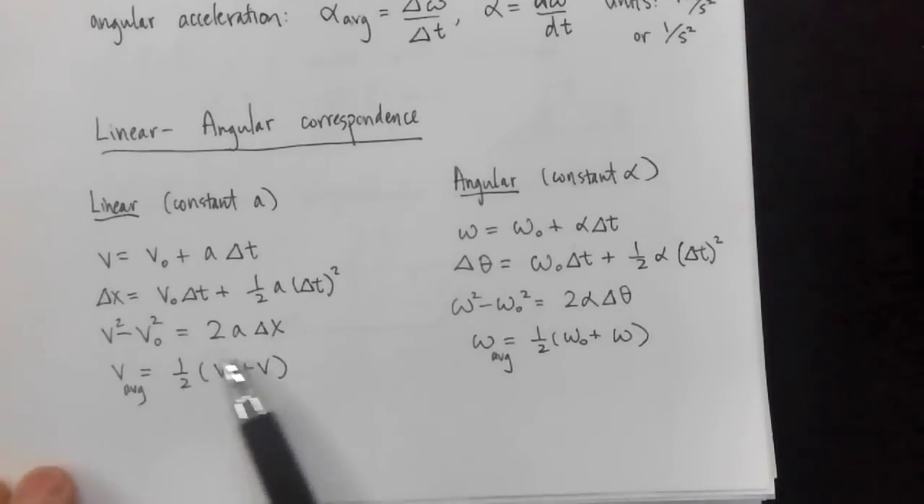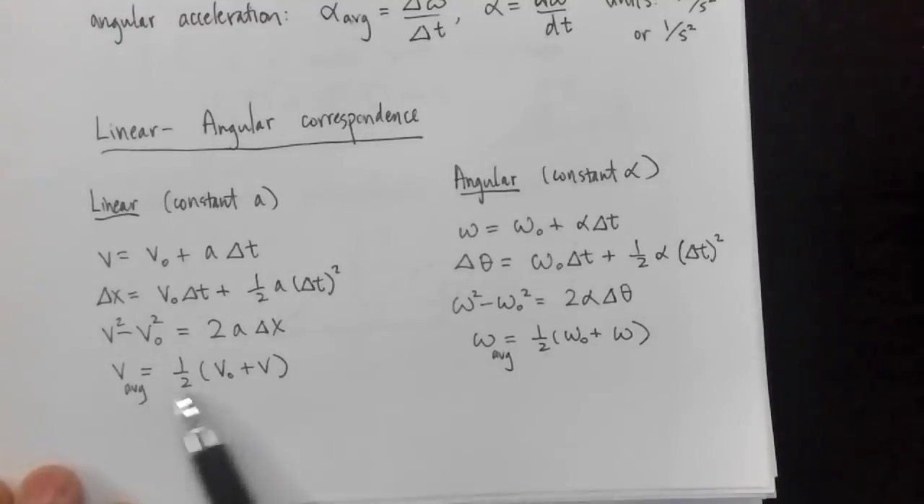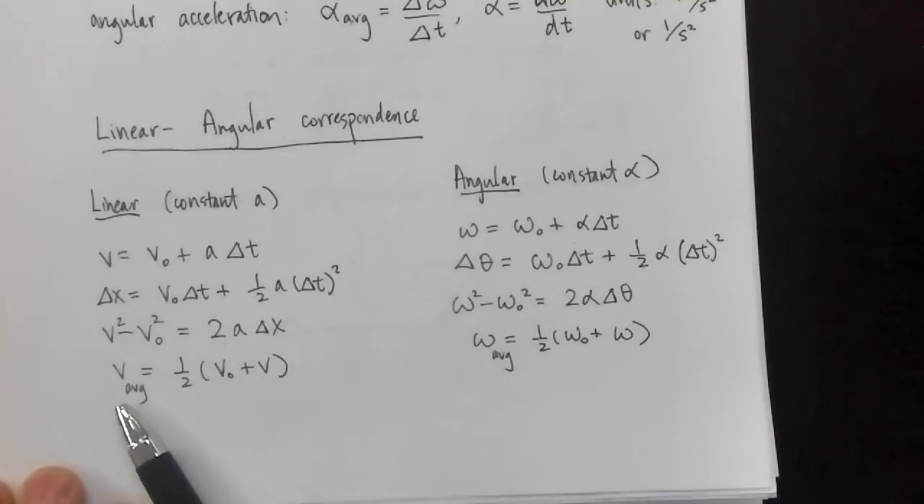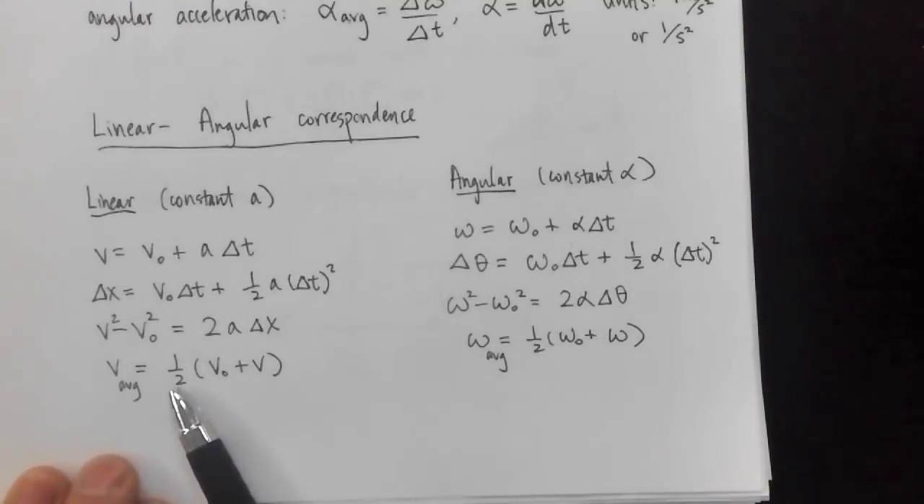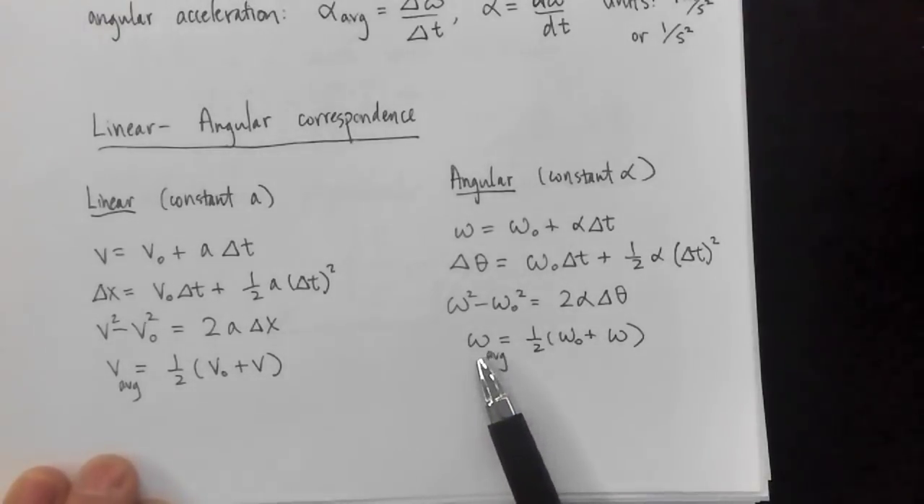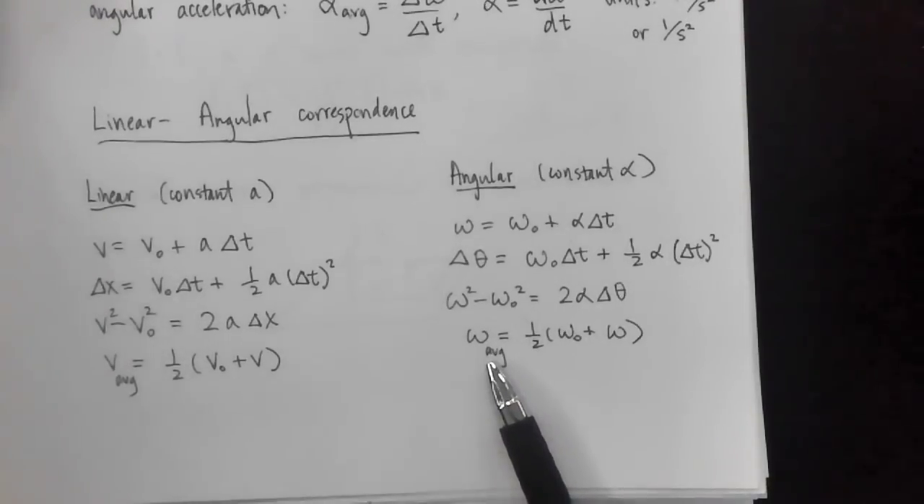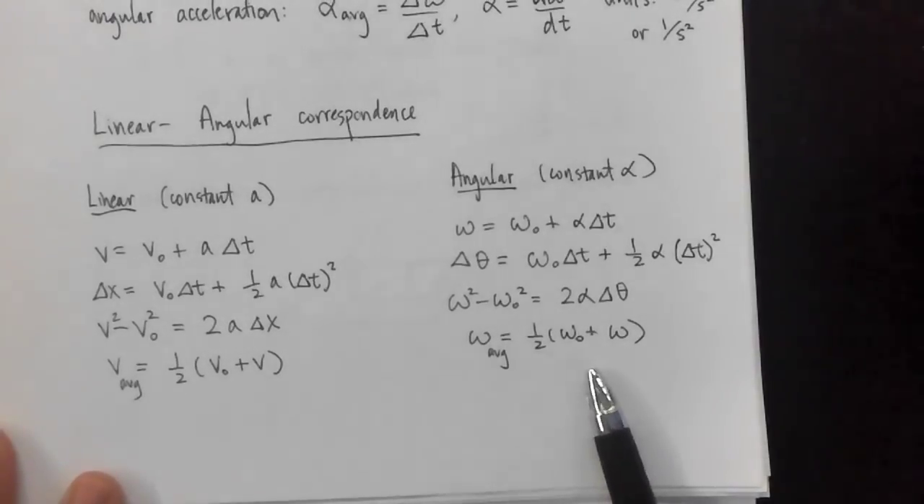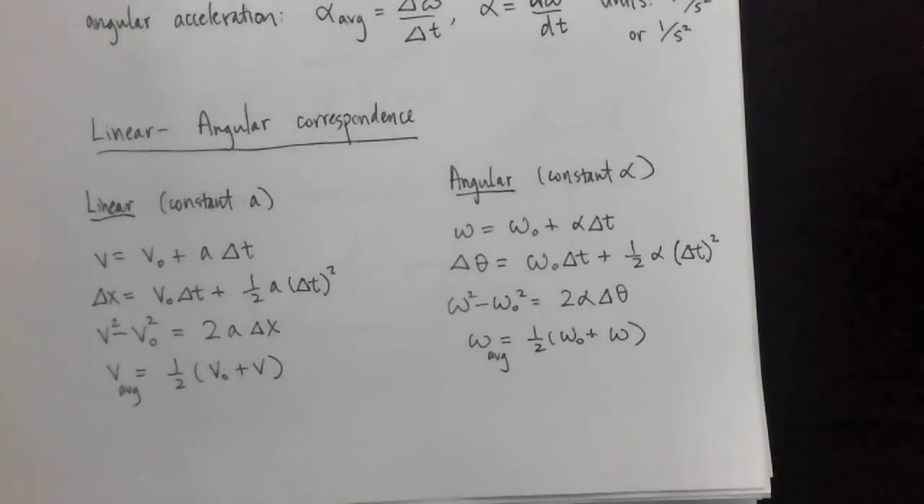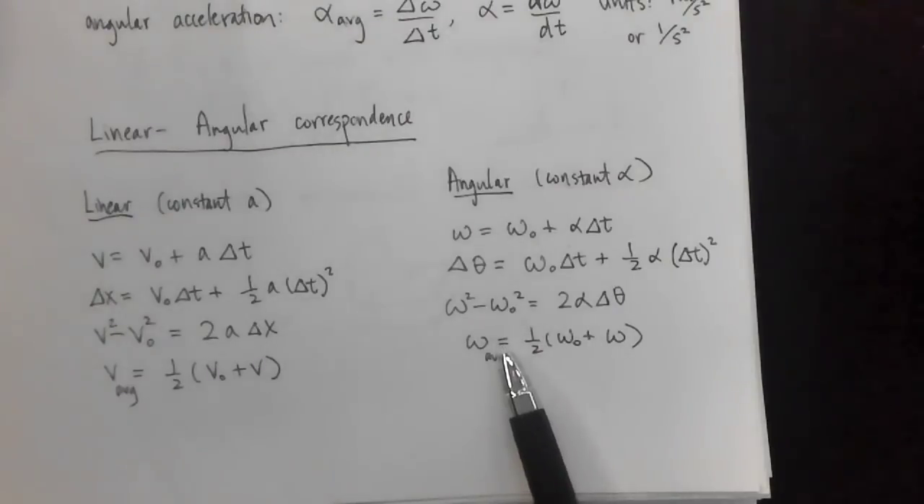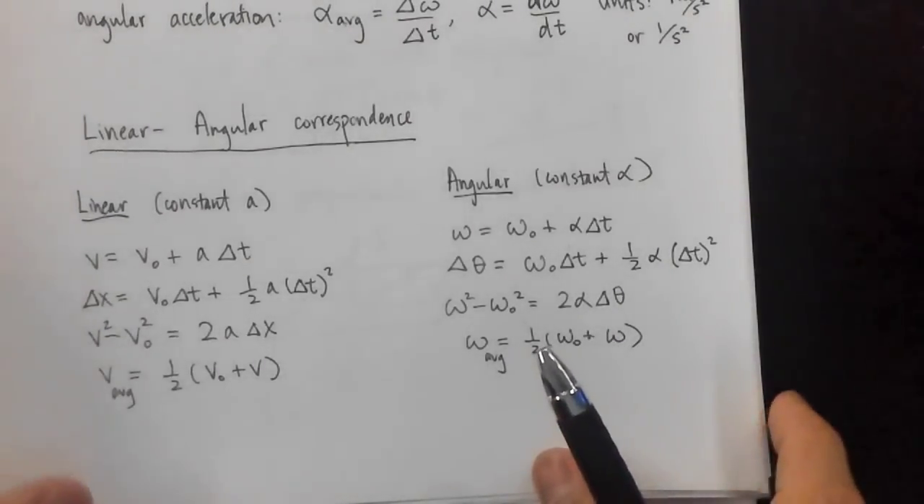Okay? And then these last formulas really aren't that useful, but you can get the average velocity is 1/2 the sum of the initial and final, and then the average angular velocity is 1/2 the sum of the initial and final angular velocities. Any questions about this rotational motion stuff so far? This should hopefully be secure because we've reviewed it a couple times already.